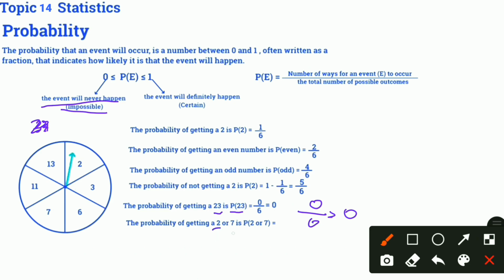The probability of getting 2 or 7: we can either get a 2 or get a 7. The probability of getting 2 is 1 upon 6. The probability of getting 7 is 1 upon 6. So we're going to add it up. Since it uses the word or, we always add it up. So it's going to be 2 upon 6, which is 1 upon 3.